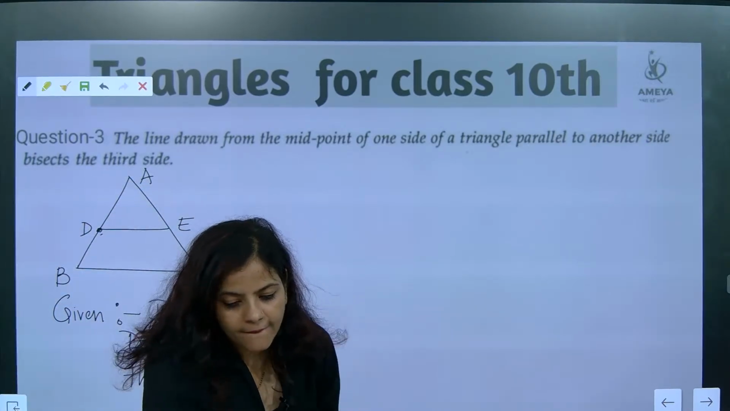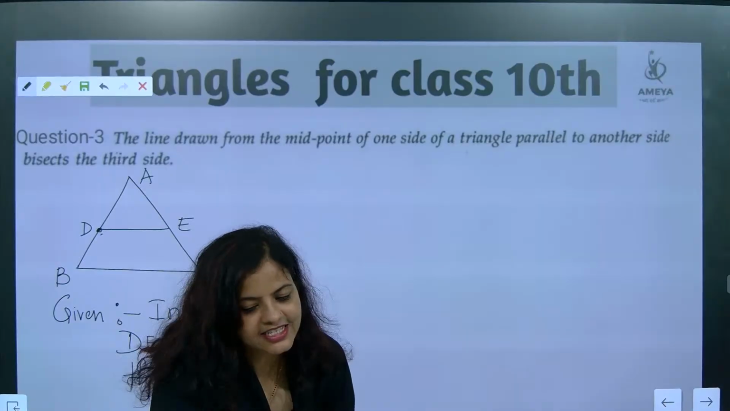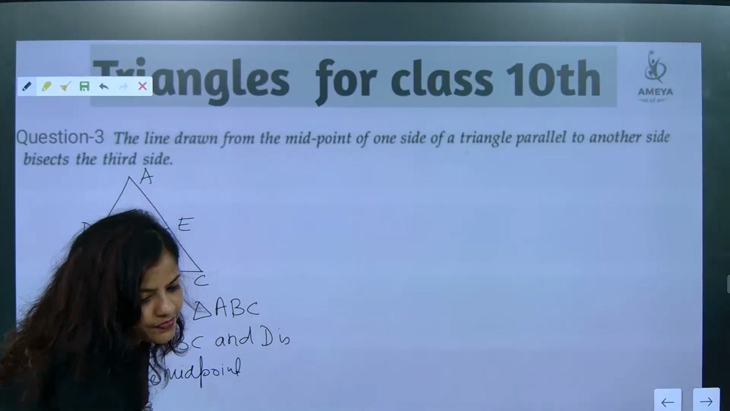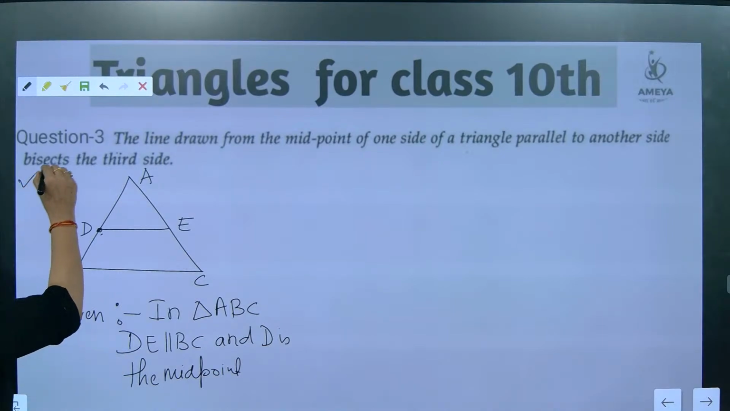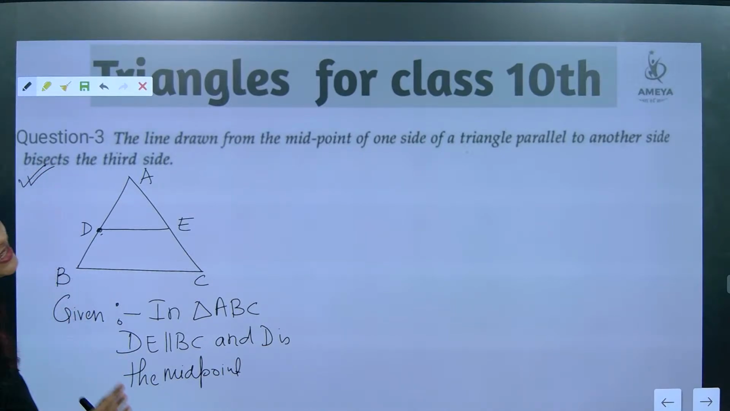Good evening, beta. Yes, yesterday's class question. Understood, beta. Now look here. This is a very important question. It came already in exam, and this is an NCERT question also. So you must do this question very nicely.